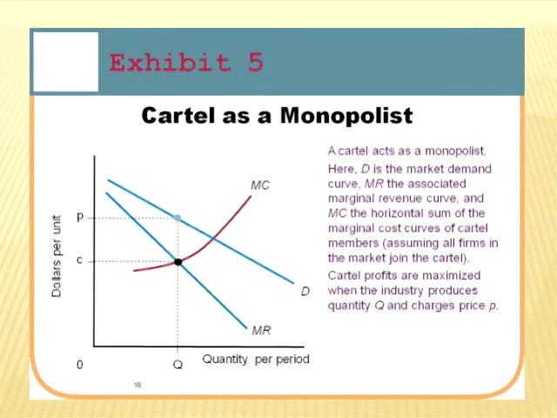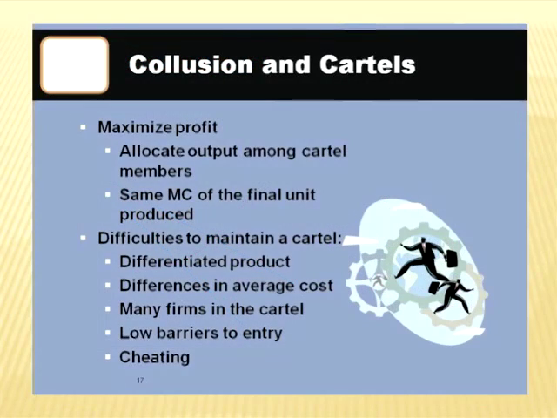From that target quantity of output, they parcel that out to the various members of the community. And the result of that is each and every country abides by a certain level of sales. They do that in order to maximize their profit. So they allocate the output among the cartel members in order to maximize their profit. And they essentially try to produce such that the marginal cost is the same across the various different producers.